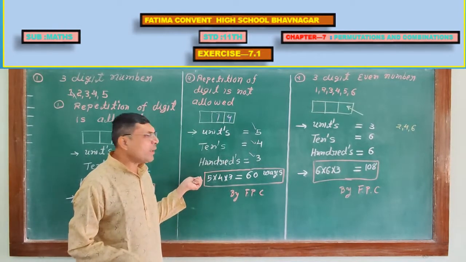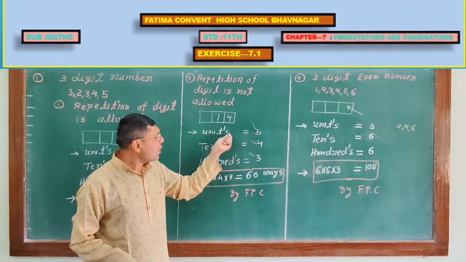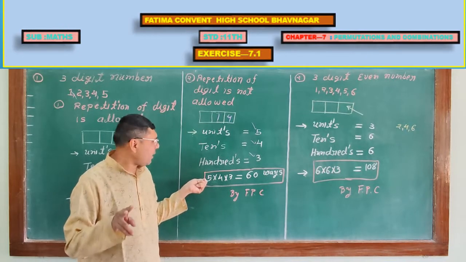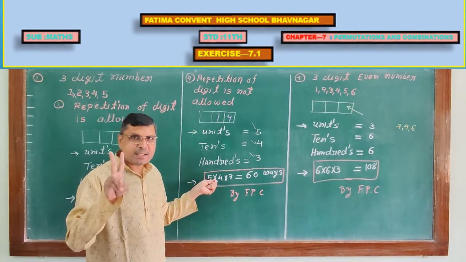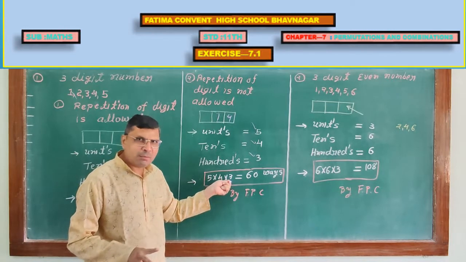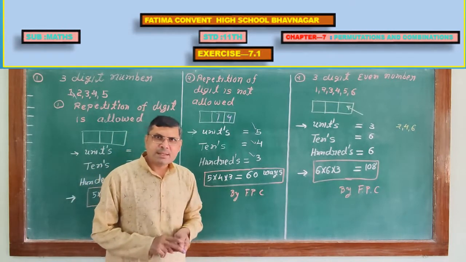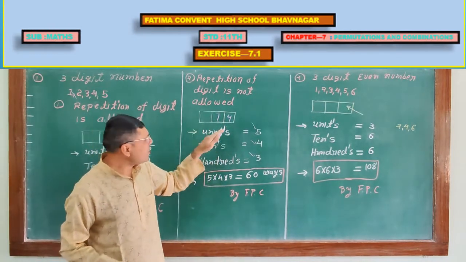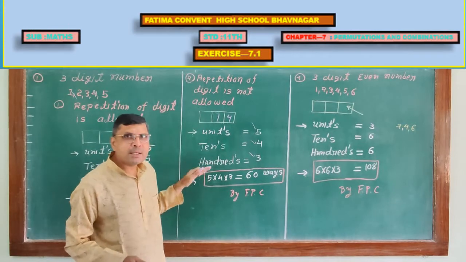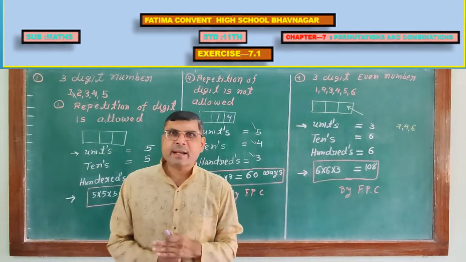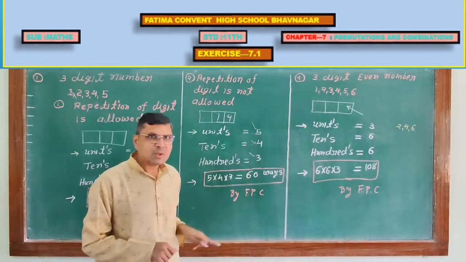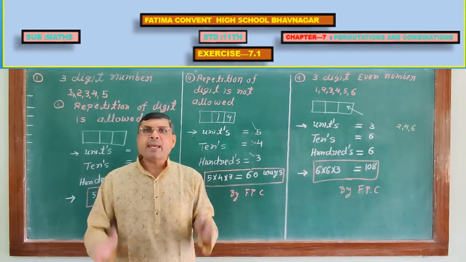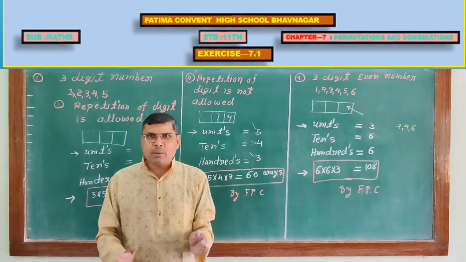So according to the fundamental principle of counting, first event is occurring in 5 ways, second event is occurring in 4 ways because 1 is less, and third is occurring in 3 ways. So total number of ways are 60. Remember, this is a number of outcomes, in how many ways you can select. These are not numbers. This is just in how many ways I can select a number.